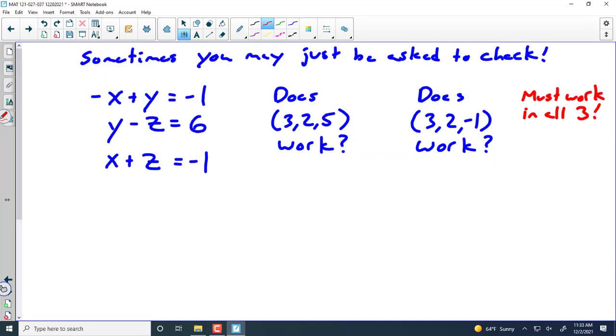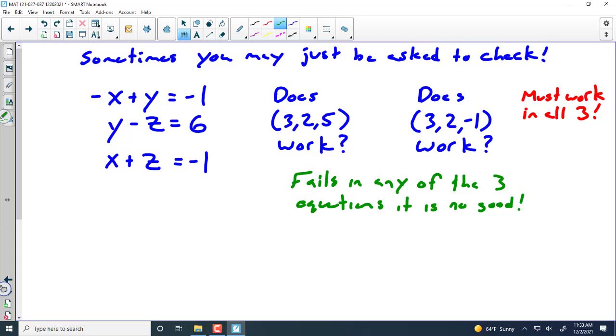Occasionally, it is possible you will encounter a problem where all they ask you to do is check the answer. They say, we already found it. Does it work? If you check an answer, you do need to make sure you check it in all three equations. And if it fails in any of the three equations, it is no good.